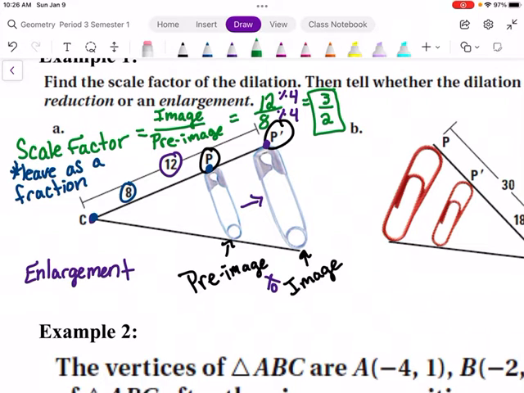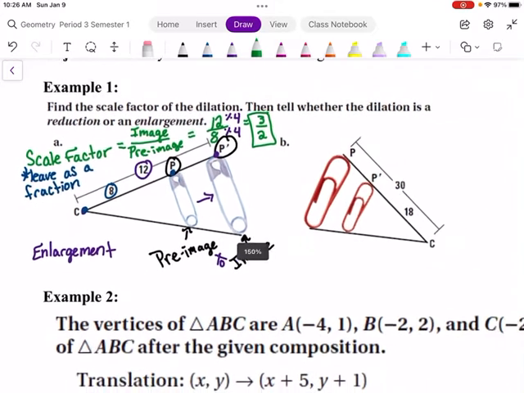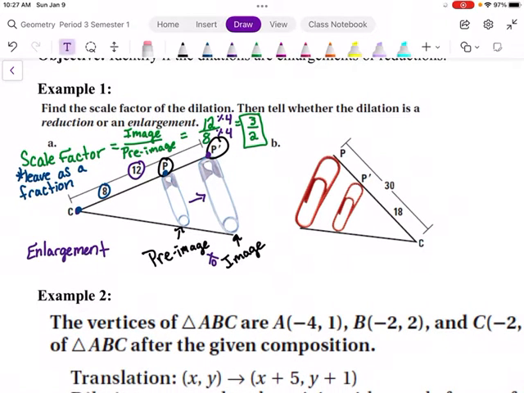Okay. So use this information and try to complete part B. You are going to be identifying what the scale factor is and if it's an enlargement or a reduction. So go ahead and do that, and then hit play once you have your answers.